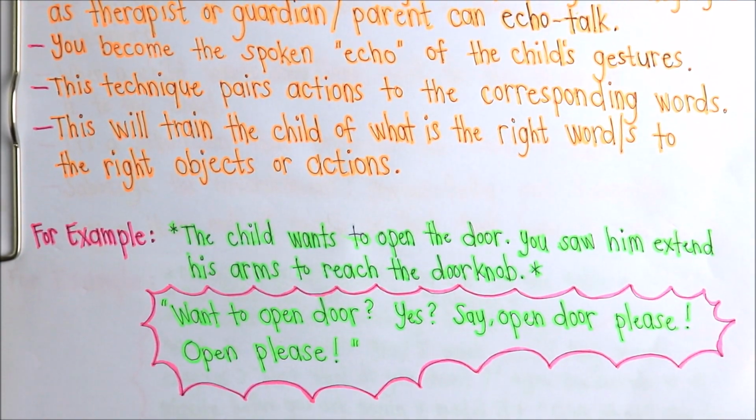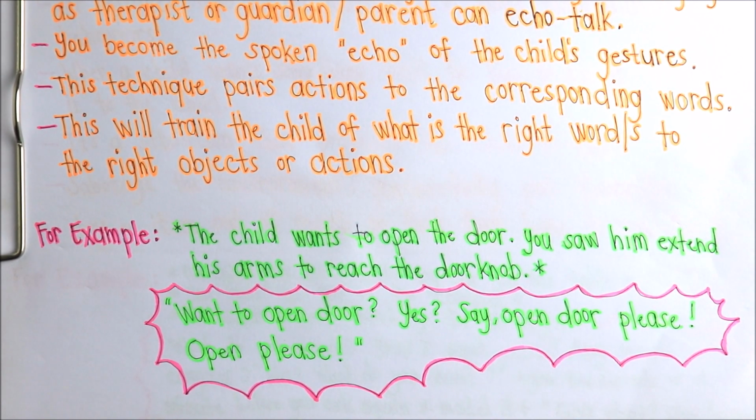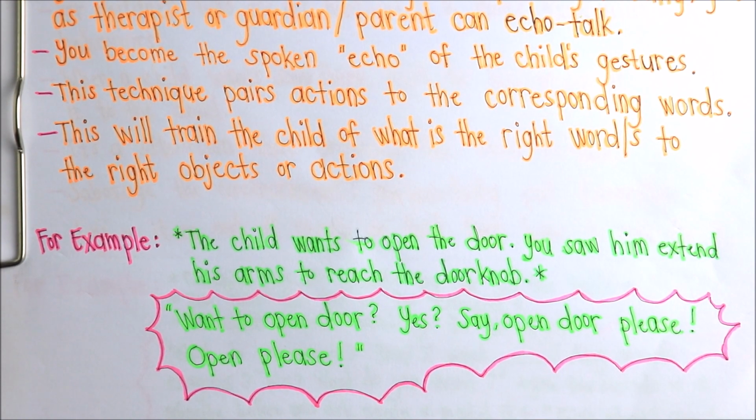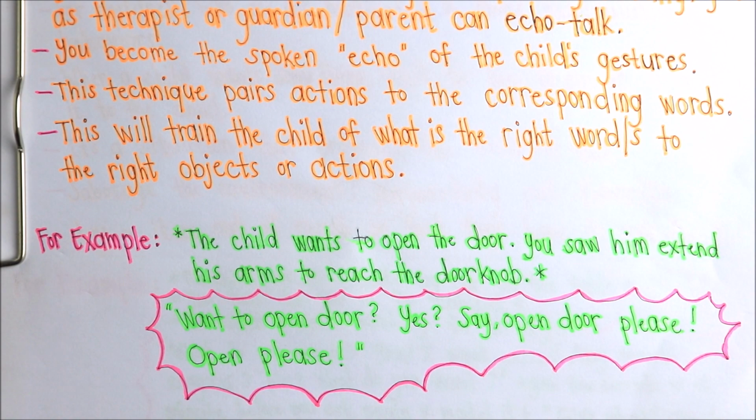For example, the child wants to open the door. You saw him extend his arms to reach the doorknob. And you will say, "Want to open door?" "Yes." Say, "Open door, please." "Open, please."